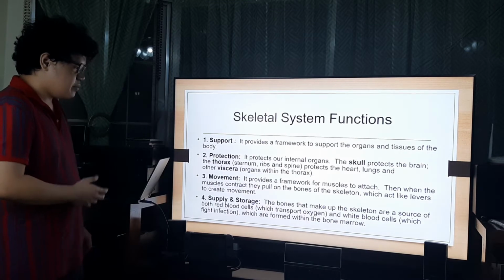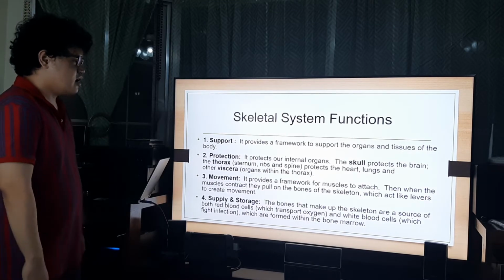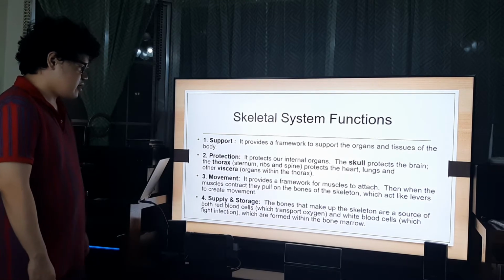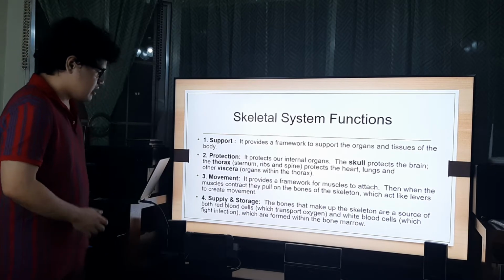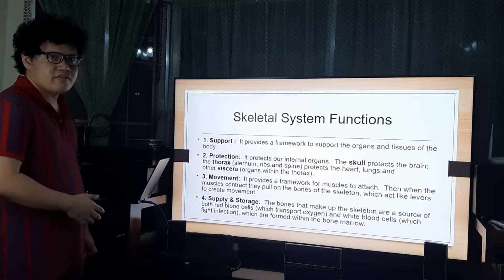Supply and storage. The bones that make up the skeleton are a source of both red blood cells, which transport oxygen, and white blood cells, which fight infection, which are formed within the bone marrow.